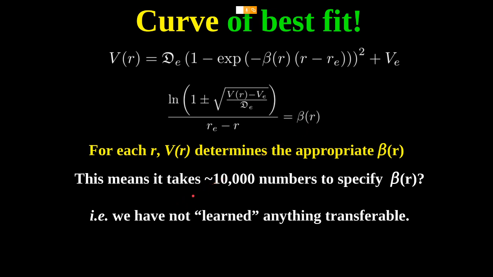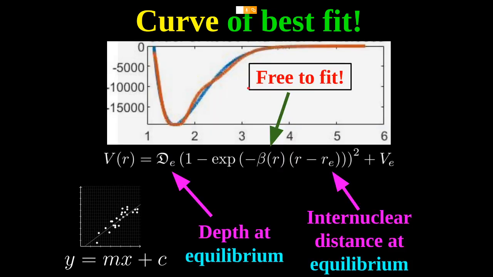That means it takes 10,000 numbers to specify beta of r in this case. You have 10,000 internuclear distances and 10,000 energies, and we can therefore have 10,000 beta values corresponding to those 10,000 V of r values that you calculated in pi SCF. So now you have this function, with beta exactly determined from the data.